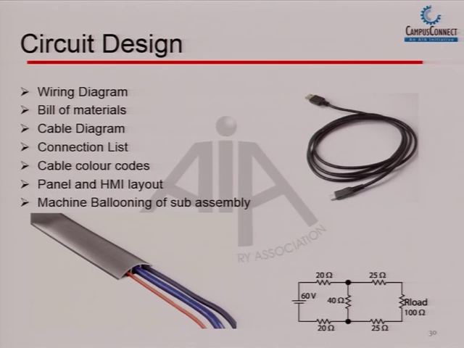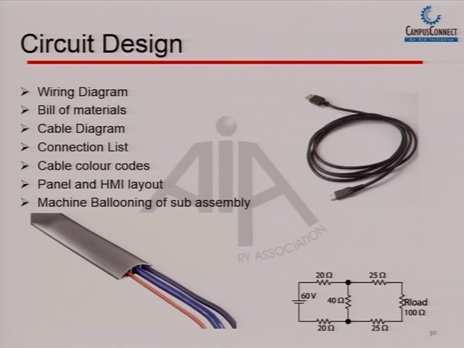This is circuit design. In circuit design, we talk about many different things, the wiring diagram, the bill of materials, as in what all things would go inside the machine. The bill of materials also includes the smallest wire and the smallest lug that goes inside the machine, the smallest screw, everything is there in the bill of materials, so that at the end of the day, if something goes wrong, you know how to replace it.